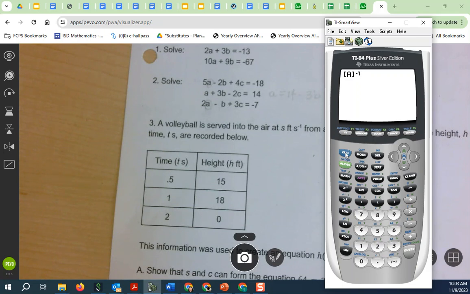And then we have to do second matrix again, because we're going to select B. And that's number 2. So it's the inverse of A times B. And that gives us your solution set for A, B, and C.